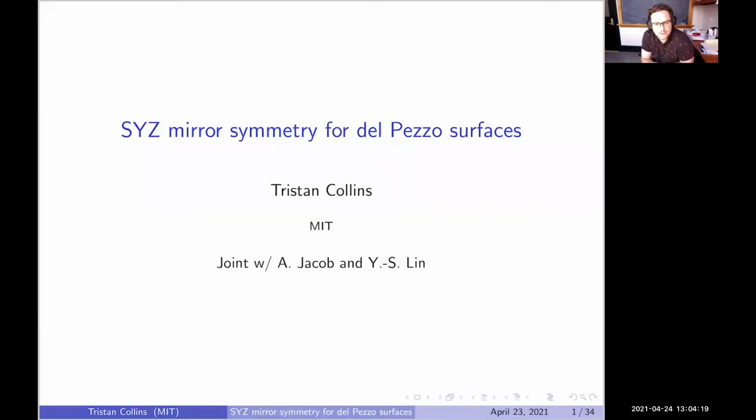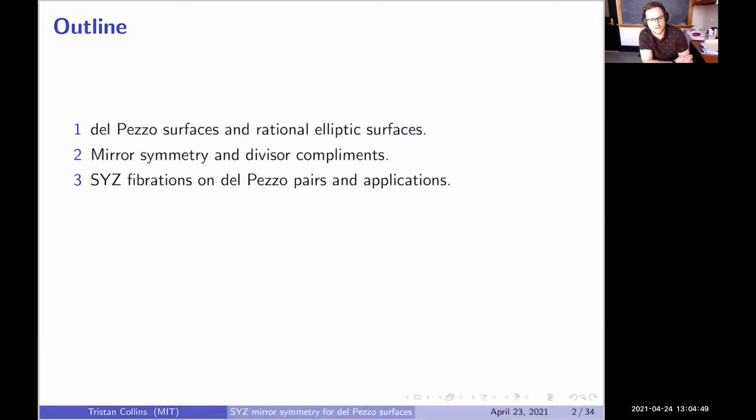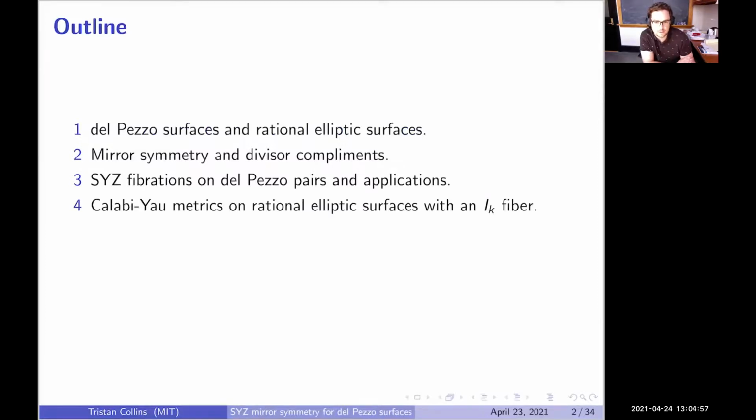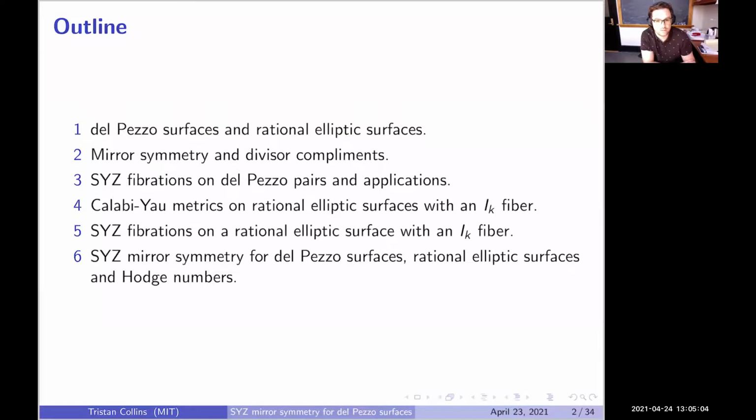So I'm going to talk about something which is between Calabi-Yau geometry, SYZ mirror symmetry, and maybe classical algebraic geometry. I'll first introduce the main players in this story, which are low-dimensional algebraic varieties, and then I'll talk a little bit about mirror symmetry and how it applies in this particular setting. Then I'll talk about some of the aspects of SYZ mirror symmetry on the Del Pezzo side, and some of the aspects that live on the rational elliptic side. And then how these two fit together to give a duality between these two classical objects in algebraic geometry.